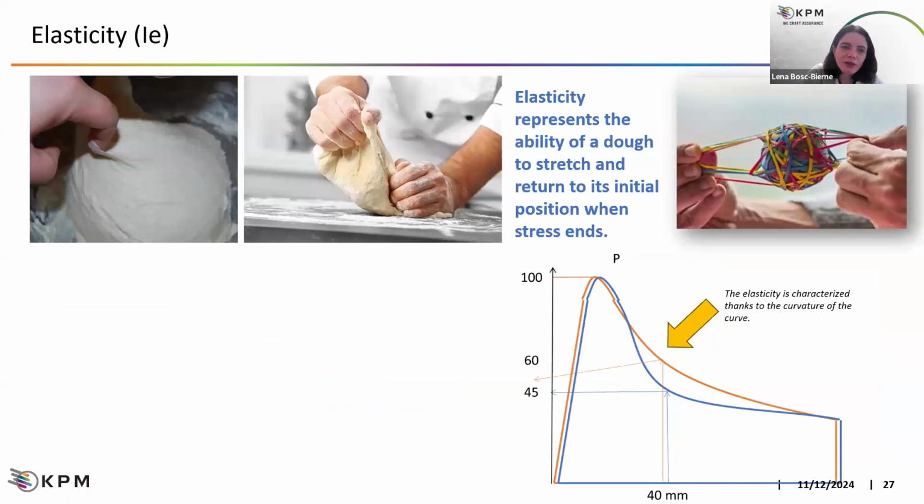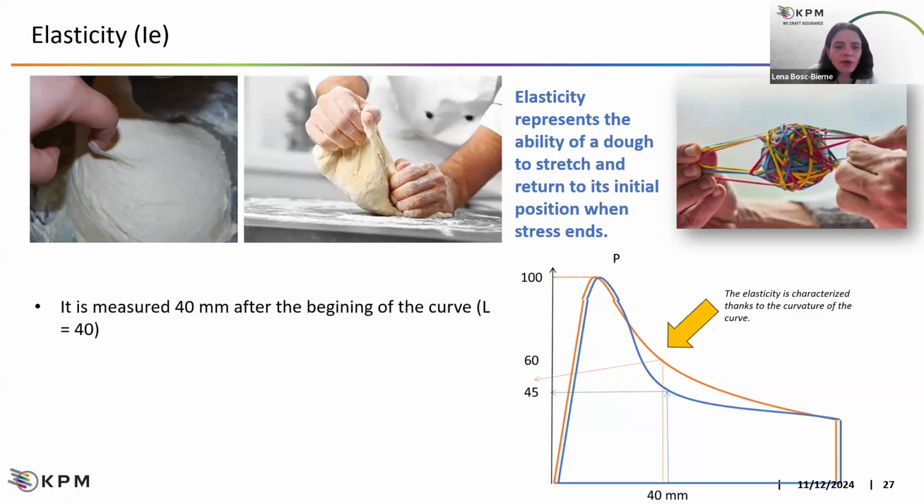Then we have a very interesting parameter, which is the elasticity index. The elasticity index is not used a lot, and that's a shame because that gives us a very nice complementary information. The elasticity, that's not the same thing as extensibility, that represents the ability of the dough to stretch above all, to return to its initial position after being deformed. And to measure the elasticity with the Alveograph, we actually measure the curvature of the curve, how the pressure decreases.